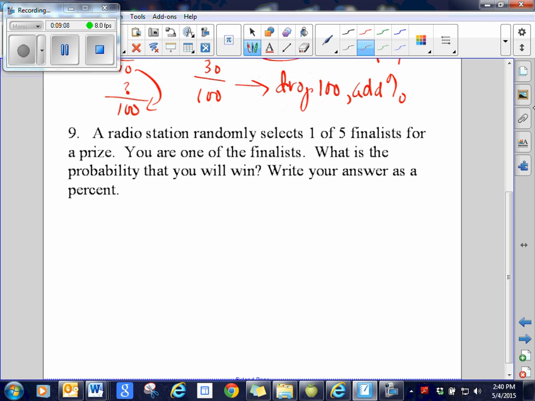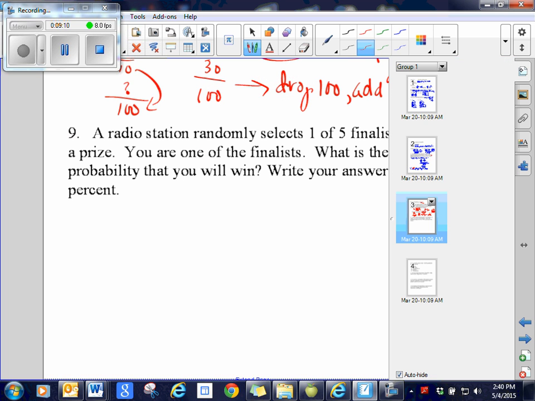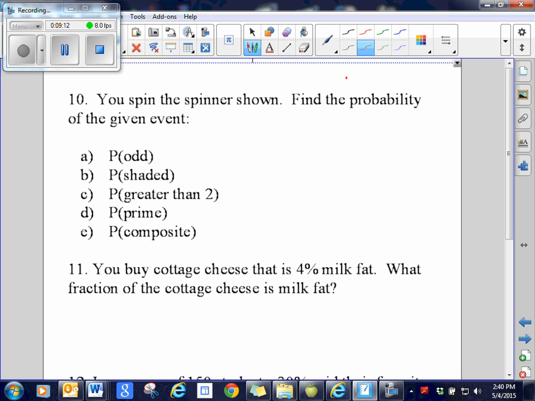All right, let's look at the spinners. I don't have the spinners on this note sheet, but you have one in front of you, so we can talk as if the spinner is here. So find the probability using percentages of these given events. The probability that you're going to get an odd number. Okay, so let's look at our spinner.